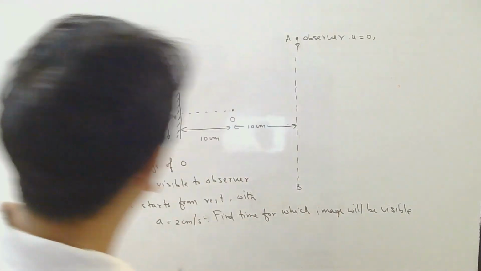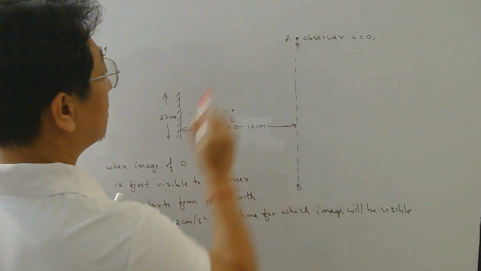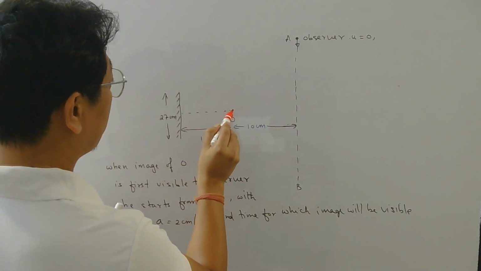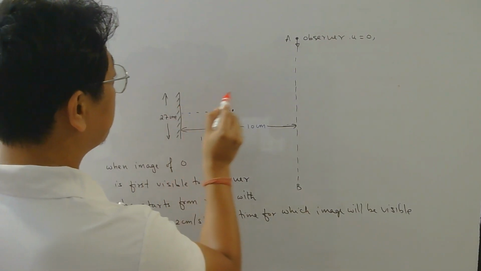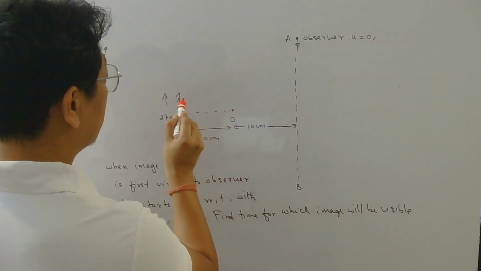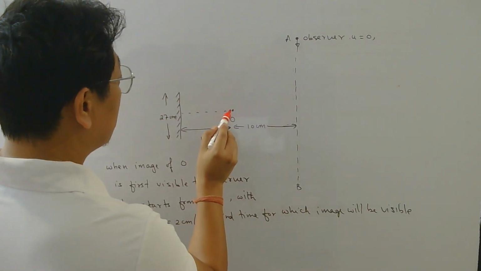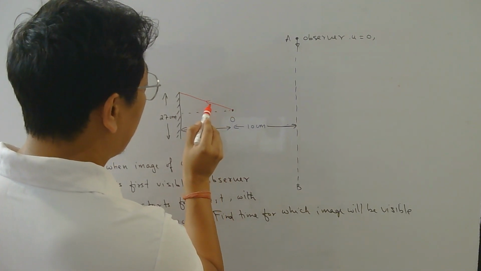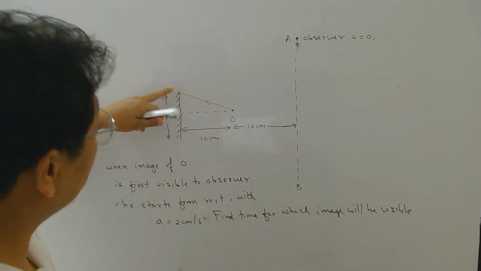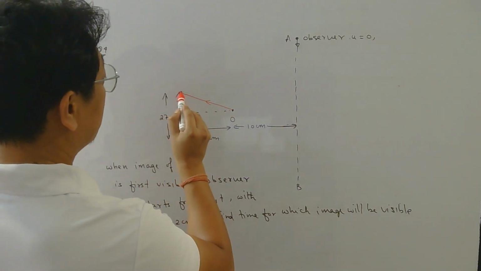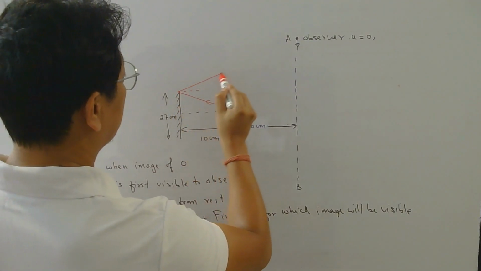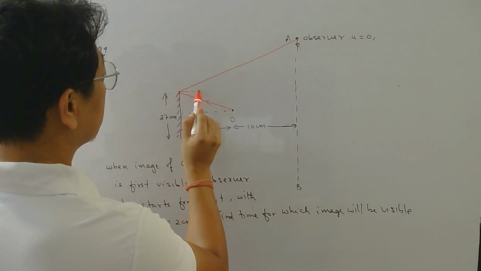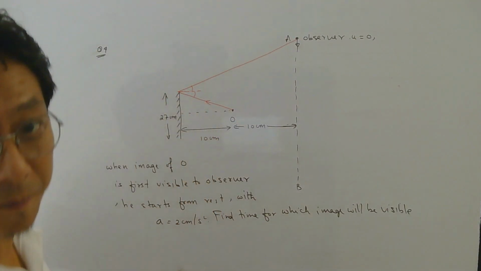So now, when will he first see the image of this object? Well, light from here will go this way. Light from here will go this way, right? So the extreme light, by extreme I mean the light that hits the edge of the mirror. This is the normal, so this will be reflected somewhere here. Okay, these two angles should be the same.